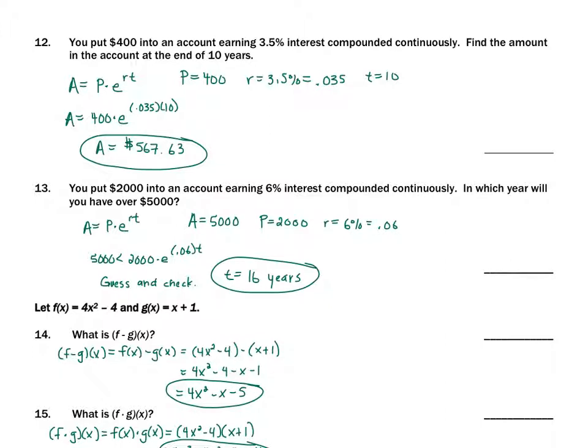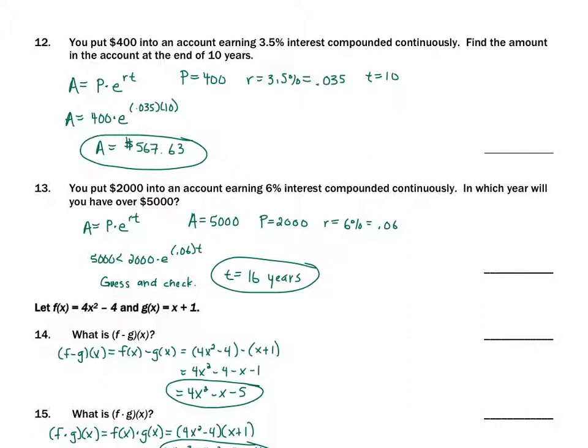All right, for our last page here, for these first two, 12 and 13, we're using our continuously compounded interest formula. So our A equals P times e to the rt. So rt, that entire part is in the exponent. So then it's just a matter of identifying which pieces of that we have.